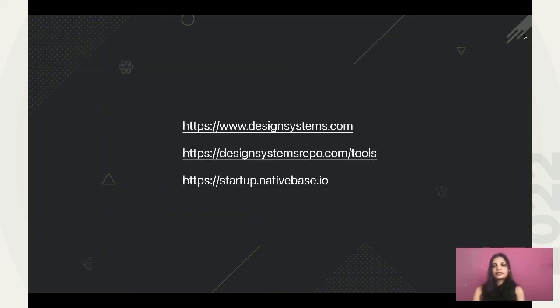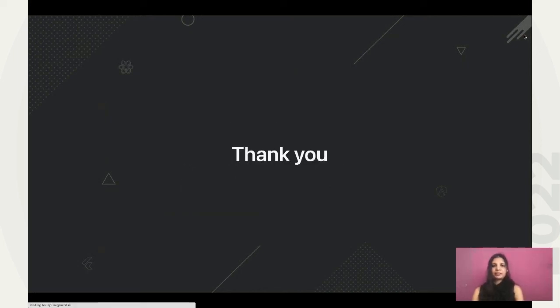There are a few things available in the market. There are design systems from other companies which we can take as a reference, as guidelines, and we can build our own. NativeBase is also one of them, so it's easy to start with that. Yeah, I think that is pretty much about the importance and how we can build one.